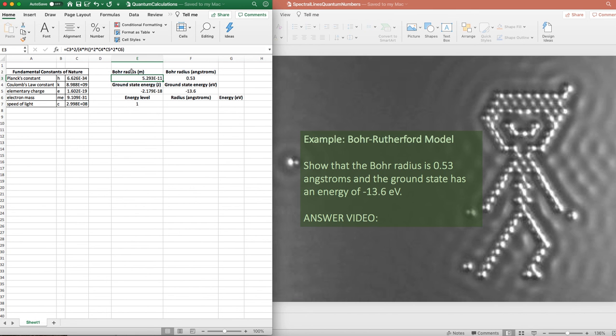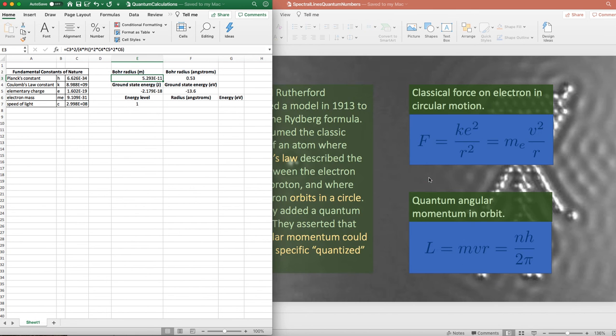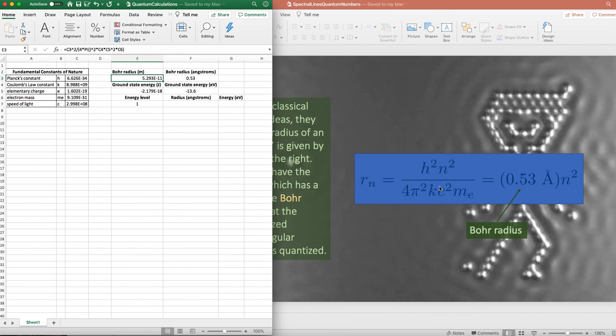So for the Bohr radius, here we go. For the Bohr radius, we're using this formula for the radius of a hydrogen atom and plugging in the value n equals 1. So the Bohr radius corresponds to the radius of the hydrogen atom when the electron is in the lowest energy level, known as the ground state.